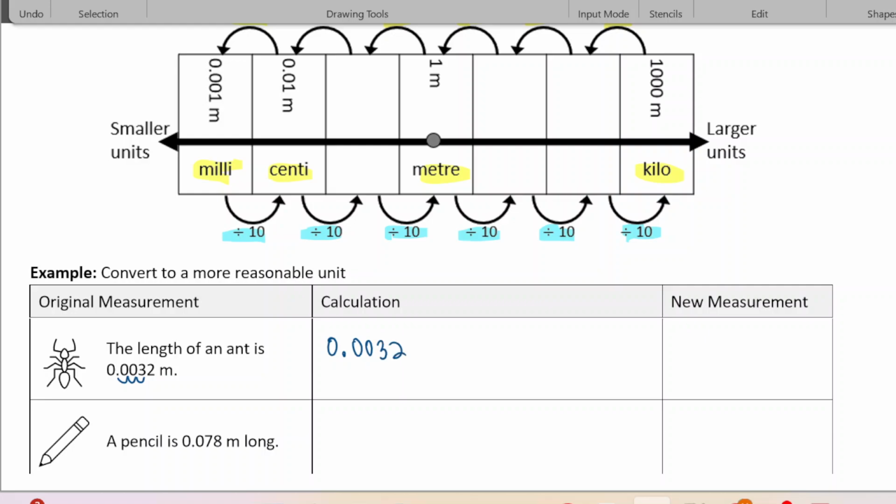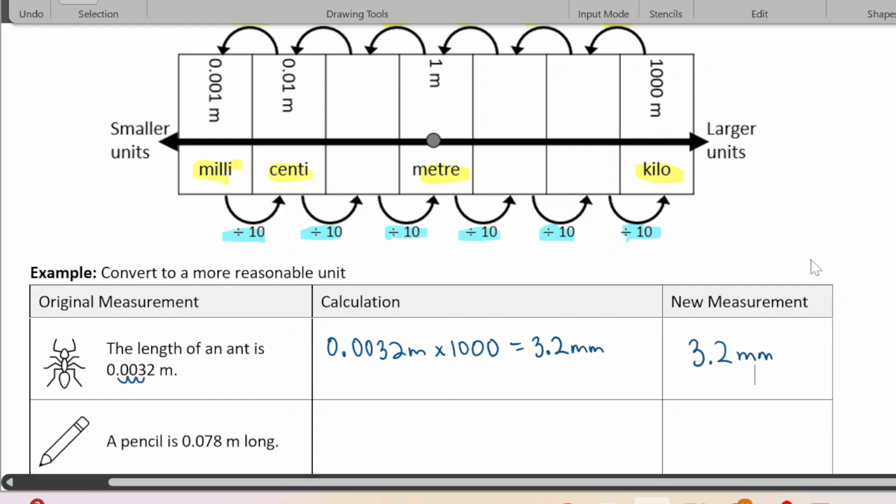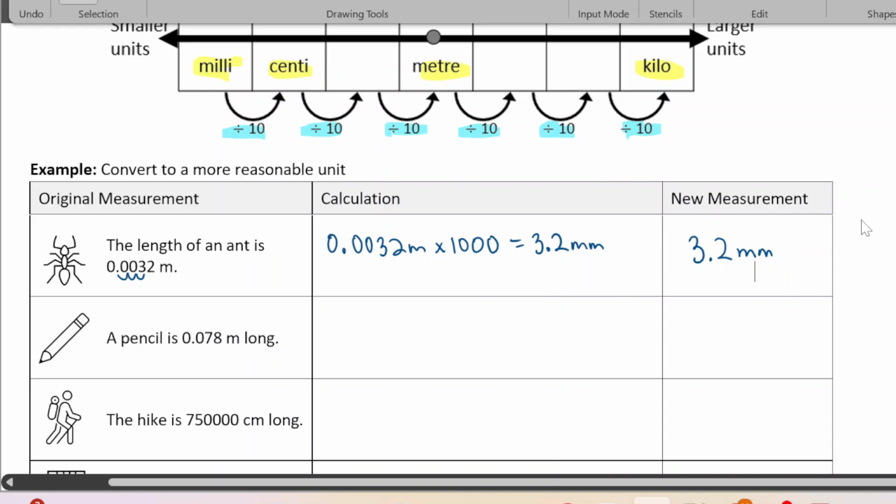So we'll start with our length here, and then we're going to times it by 1,000. And we get 3.2 millimeters. That's a much better measurement. That's much easier to understand than 0.0032 meters. They mean the same thing, but better to use 3.2 millimeters.